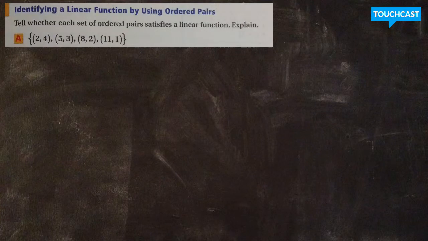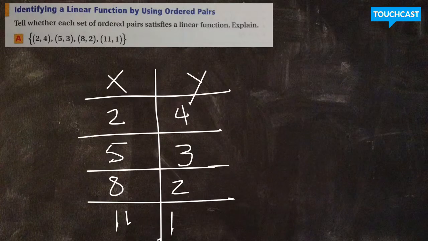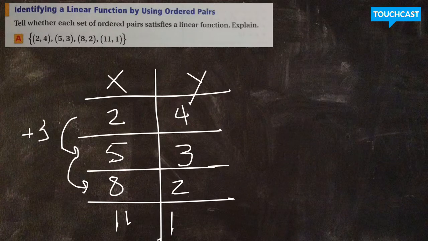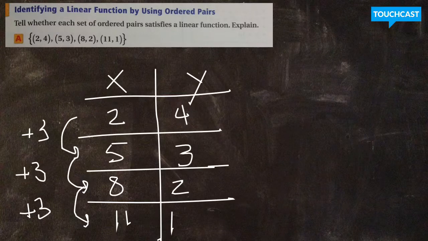So we have a set of ordered pairs that we need to decide if it is a linear function or not. To do that, let's first make this set of ordered pairs into a table. Alright, so we've constructed the table. Now we're going to look at the increase or decrease from one term to the next in each column. To get from 2 to 5, we can add 3. From 5 to 8, we can also add 3. And from 8 to 11, we again can add 3. So we have a constant change in our x's.